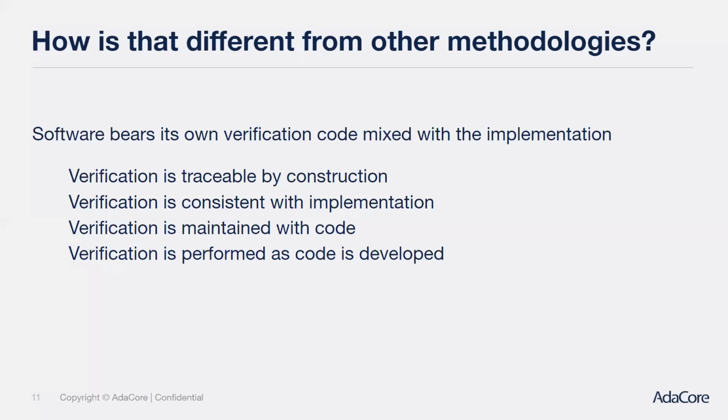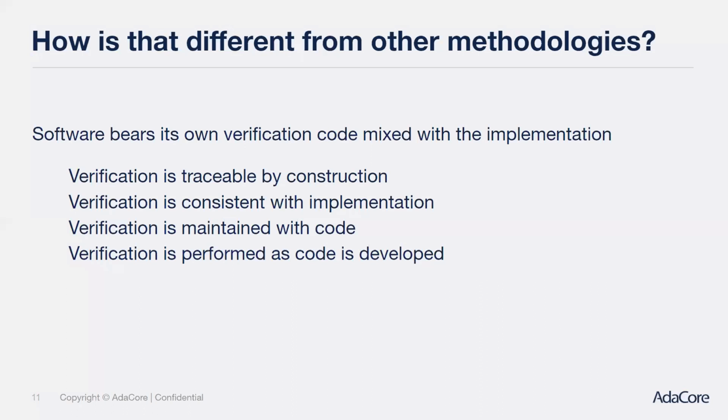But because it's in the same place, you have, I would say, intimacy between those two phases. You have by construction traceability, which means that it's at the same place, so you can tell which verification corresponds to which construction. You have consistency with implementation. You have the fact that the verification that is being expressed in the software is referring to the very entities that are declared in this software.